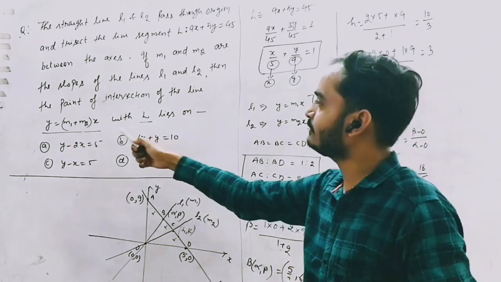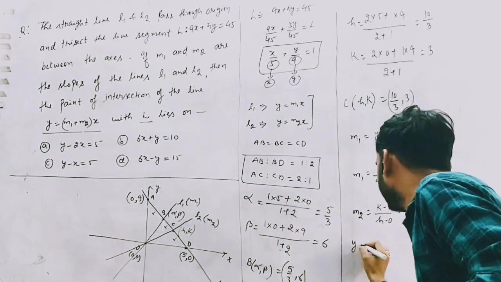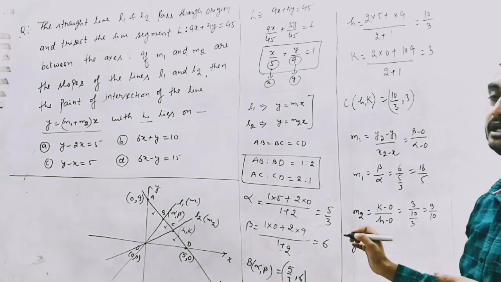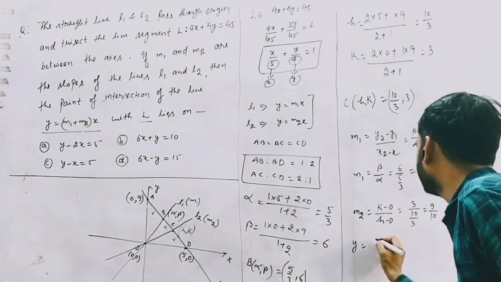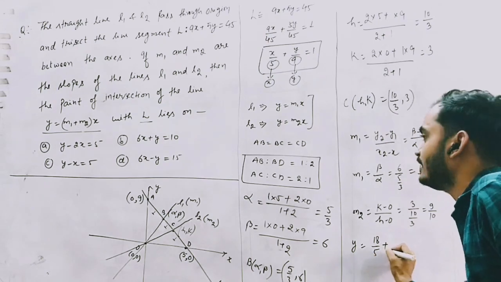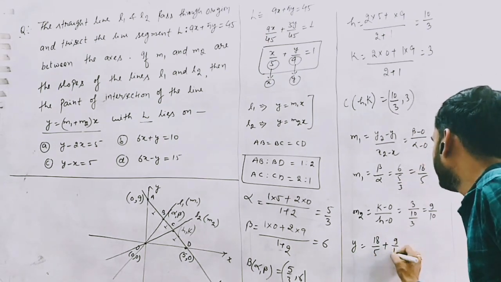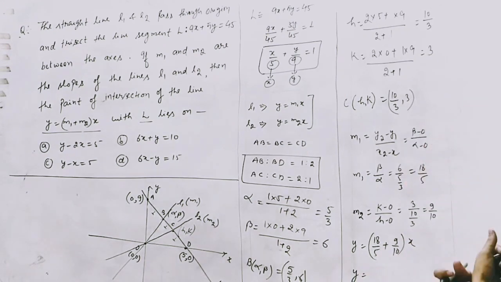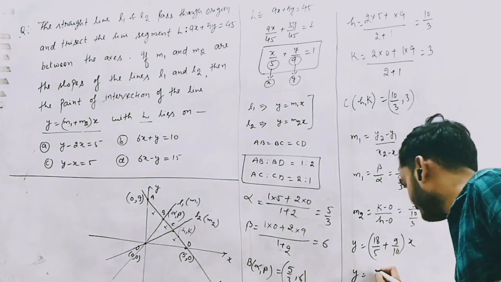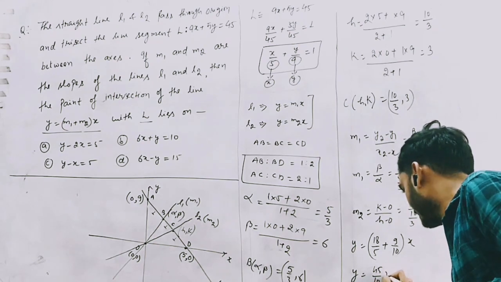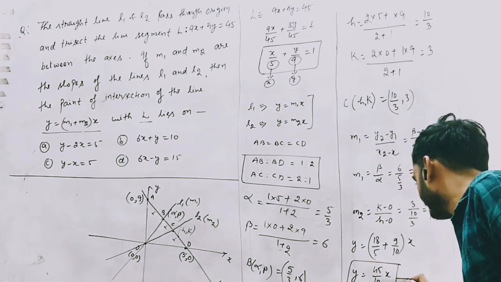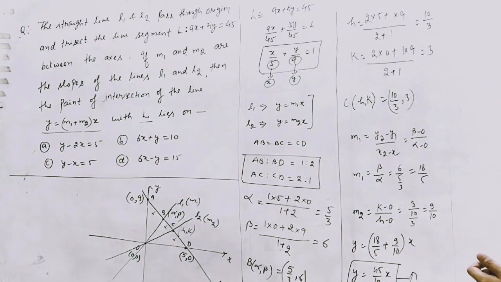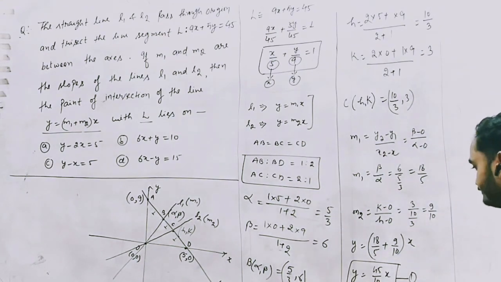Now we have found the values of m1 and m2, we can easily write the equation of line y equal to m1 plus m2 times x. So this can be written as y equal to 18 upon 5 plus 9 upon 10 times x. Solving this equation, this will be 36 upon 10 plus 45 upon 10 x. This is the equation. Let's make this equation 1.